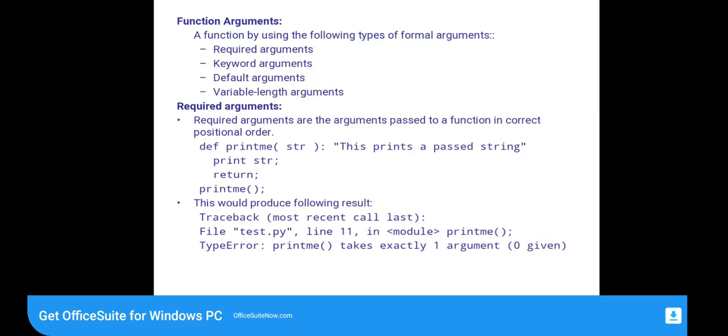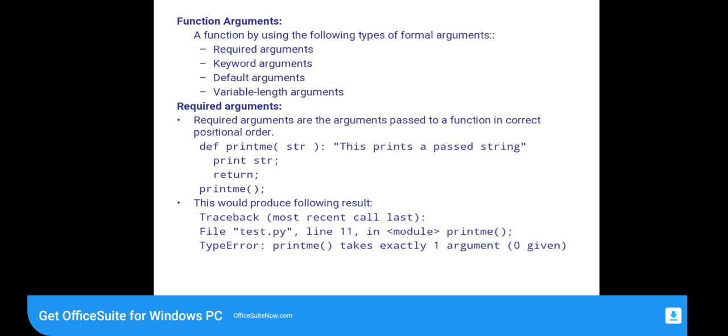Then function arguments. You can call a function by using the following types of formal arguments: required arguments, keyword arguments, default arguments, variable length arguments. So what are required arguments? Required arguments are the arguments passed to the function in correct positional order.